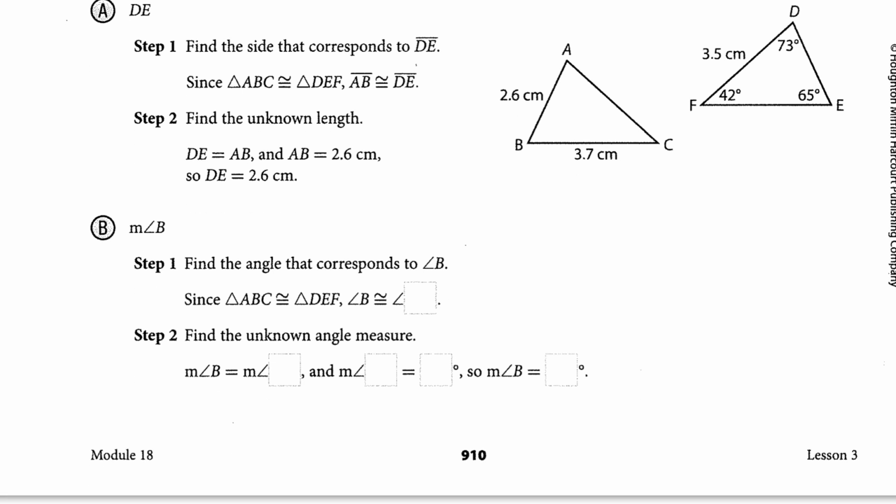B. The measure of angle B. Find the angle that corresponds to angle B. Since triangle ABC is congruent to triangle DEF, angle B is congruent to angle E. B is the middle letter and E is the middle letter, so those get paired together, meaning the measure of angle B is the same as the measure of angle E. E is 65 degrees, so B is also 65 degrees.